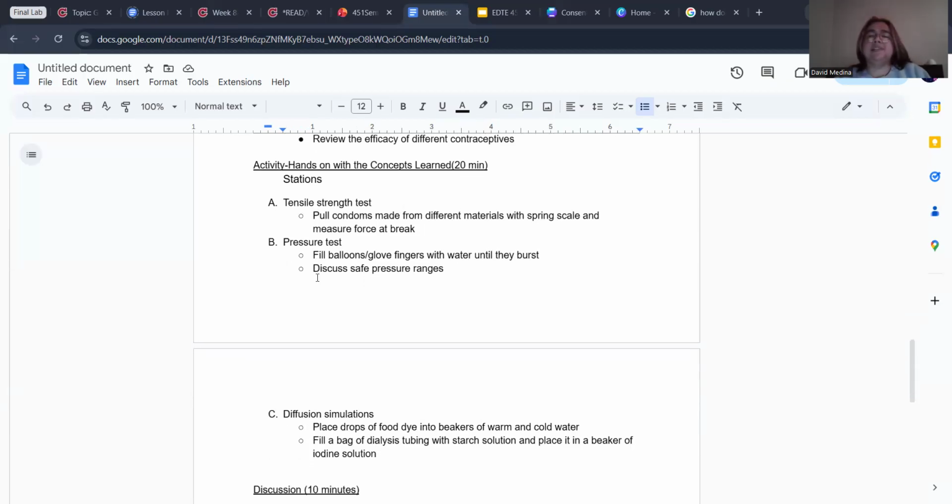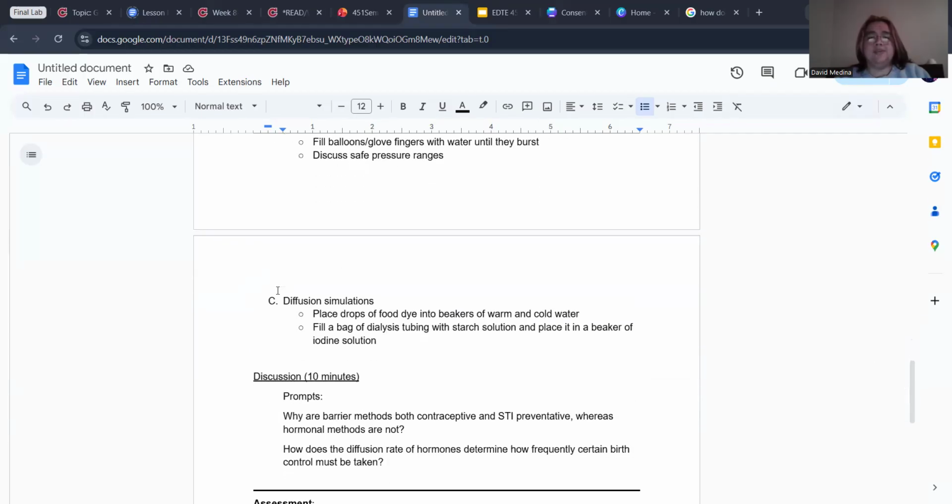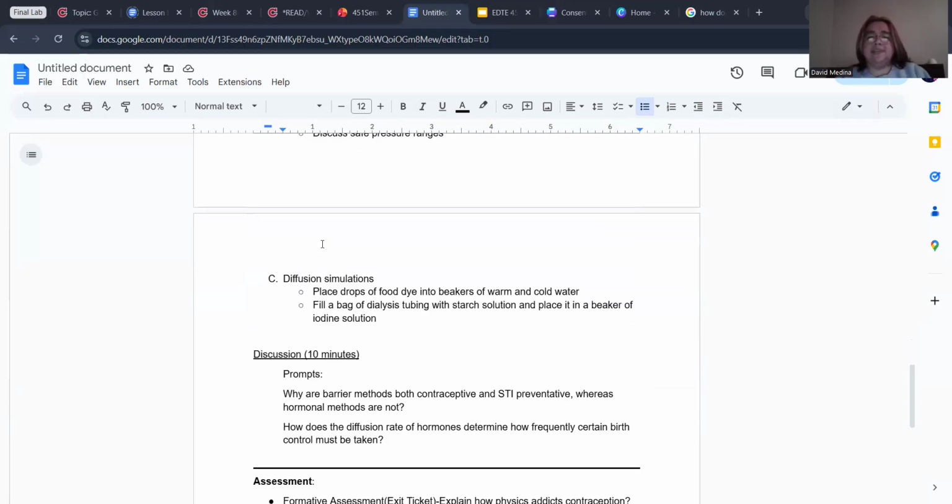Then we could do a pressure test, filling the balloons or the condoms with water until they burst, and discuss safe pressure ranges for them, and then get into the diffusion simulations for the hormonal contraceptives. We would place drops of food dye into beakers of warm and cold water to see how the different temperatures can interact and affect the rate of diffusion.